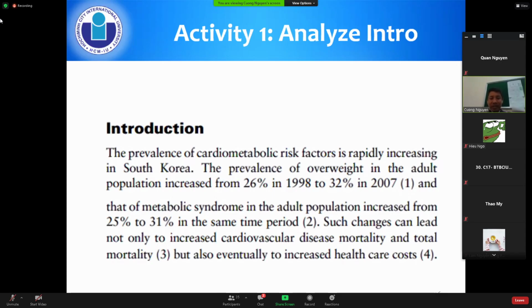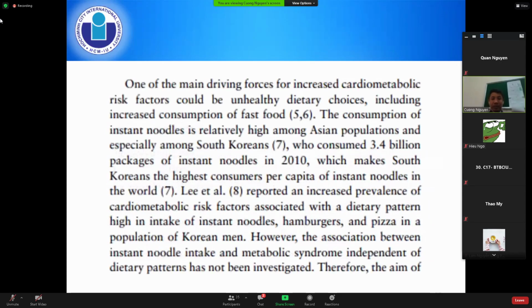"Such changes can lead to..." this is the comment from the author. It's not lit review. The comment, okay? And "one of the main driving forces for something could be..." in the past, because it is lit review.